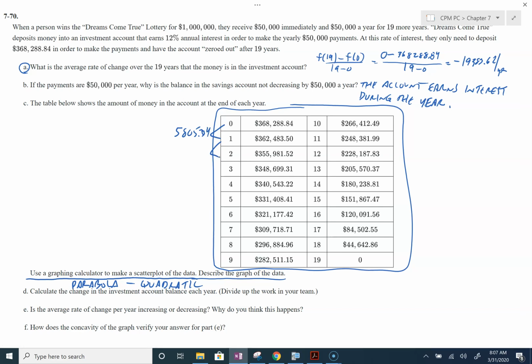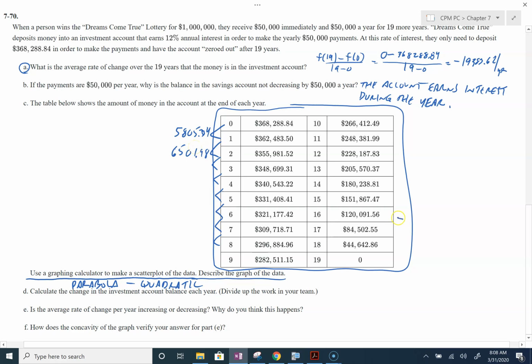362,483.5 minus 355,981.52. And so that year it went down by $6,501.98, and so on. So you just keep subtracting to get the difference from one year to the next. So at the beginning it's around 5,000 or 6,000.